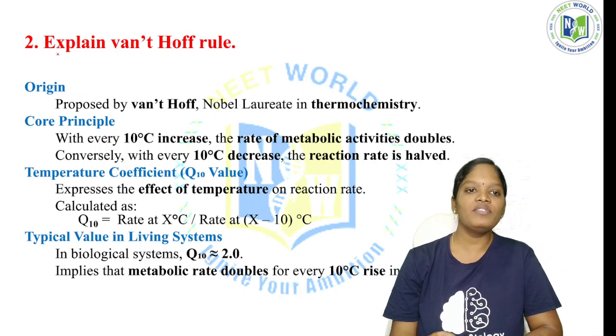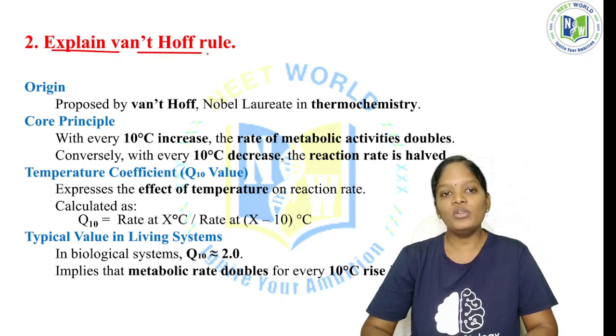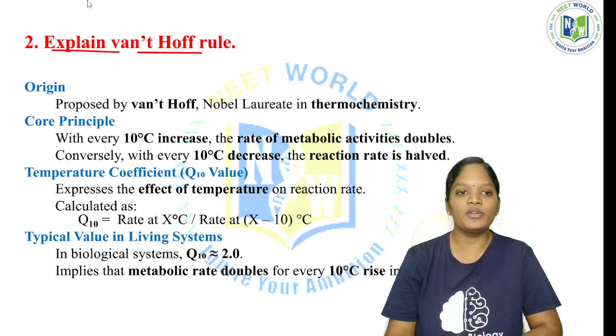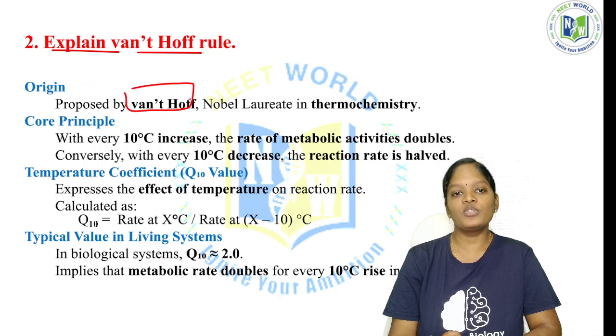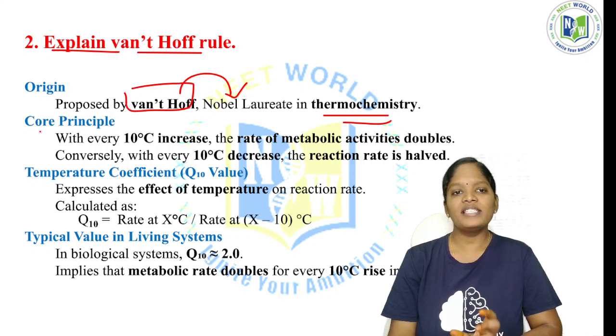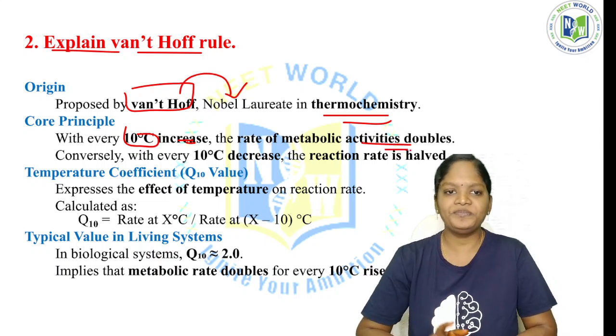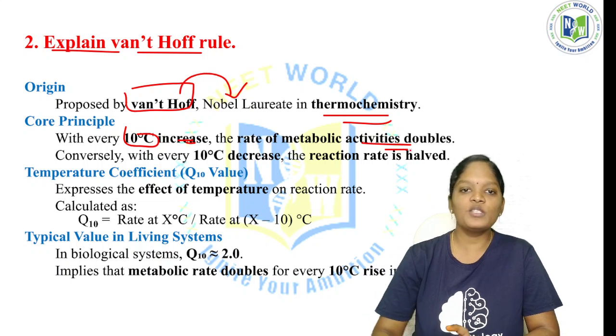Now the second question will be: explain Van't Hoff's rule. This rule is with respect to temperature. Van't Hoff's rule was proposed by the scientist Van't Hoff, a Nobel laureate in thermochemistry. So what exactly is Van't Hoff's rule? With every 10 degrees Celsius increase, the rate of metabolic activities doubles. You have to understand this point very clearly.